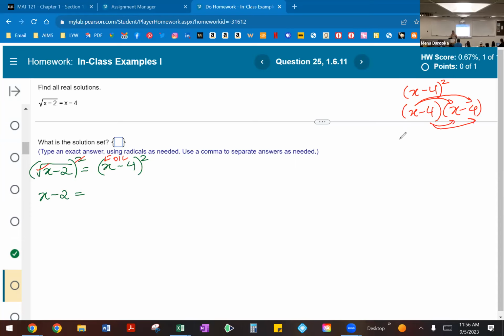So that will end up giving us what when we multiply this? X squared minus 8x plus 16. Very good, yeah. So that ends up giving us x times x, x squared. X times negative 4 is negative 4x. Negative 4 times x will also be negative 4x. And then, of course, negative times negative is positive, 4 times 4 is 16. Combine the two middle terms, you end up with x squared minus 8x plus 16.